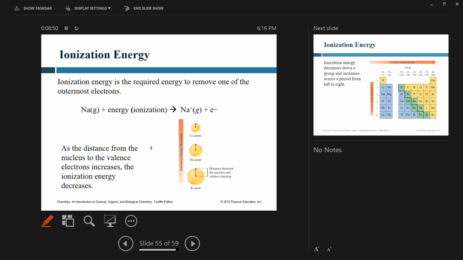Now what we're going to be looking at here is the energy that is necessary to rip one electron away from an atom. Does that make sense to you? So how much energy we have to spend to rip the electron, in this example, from the atom of sodium. Does that make sense?